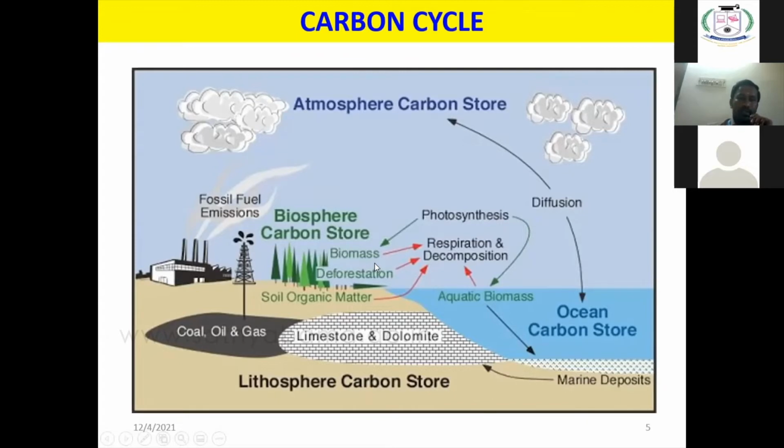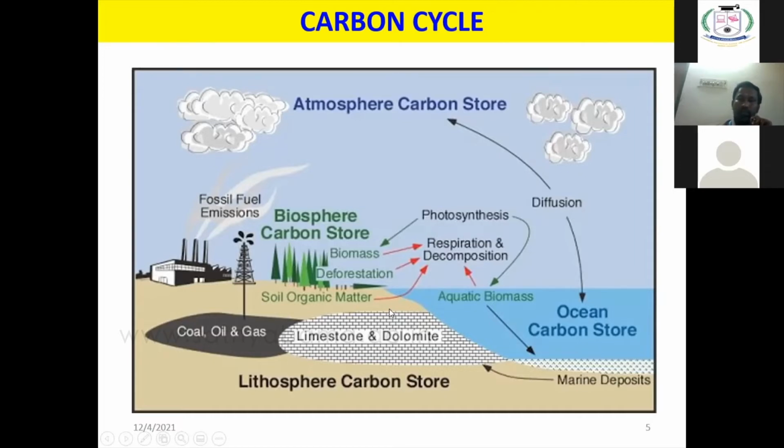Each and every plant consumes carbon dioxide and generates its own food by taking in sunlight. Obviously, oxygen is liberated in terms of the respiration of the plants on land. The carbon dioxide taken up is stored as a carbon store, that is, biomass in the biosphere carbon store. In the case of the lithosphere carbon store, it contributes coal, oil, gas, and also calcium in the form of calcium carbonate, limestone, and dolomite.